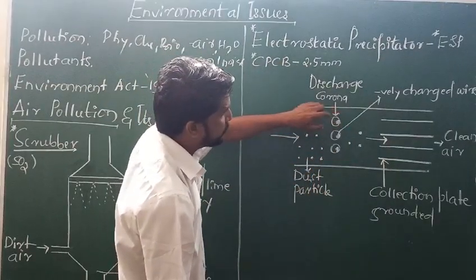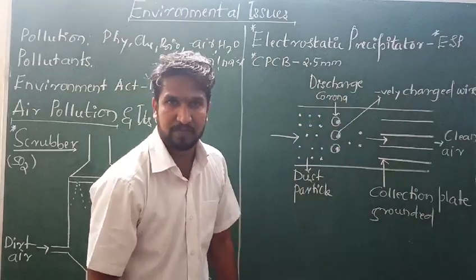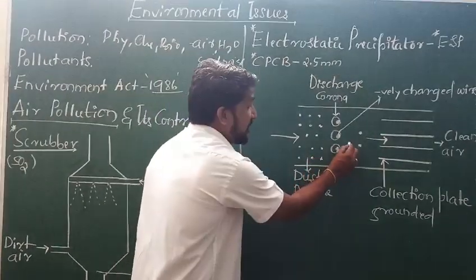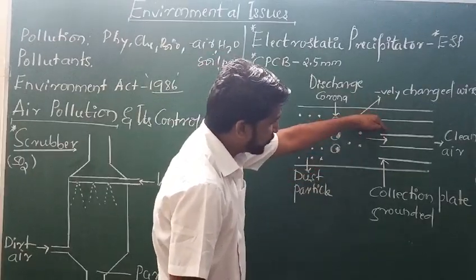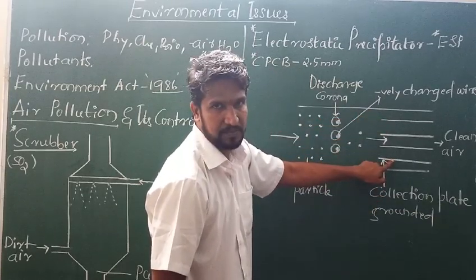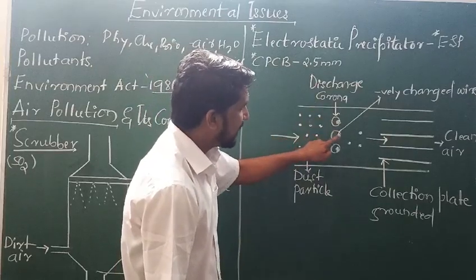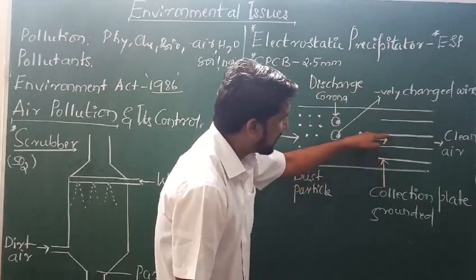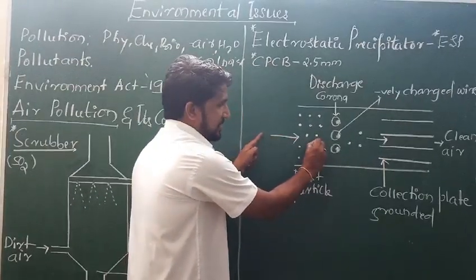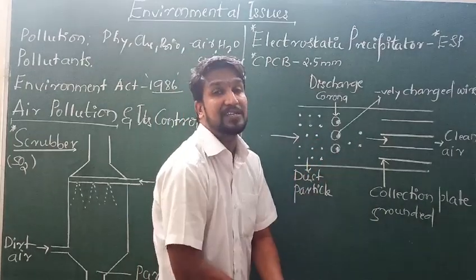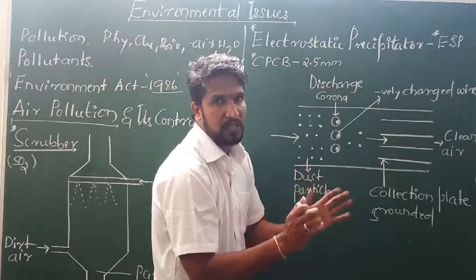The negatively charged wire produces corona discharge, and this corona discharge produces electrons, and those electrons bind with these particles and give them a negative charge, and those negatively charged dust particles will attach to this collection plate. Understand? Let me tell you once again. Dust particles are there, discharge corona is there, negatively charged wire is there, and these collection plates are grounded, earthed. When dust air is allowed to pass through it, many thousand volts of electricity is passed through the negatively charged wire.